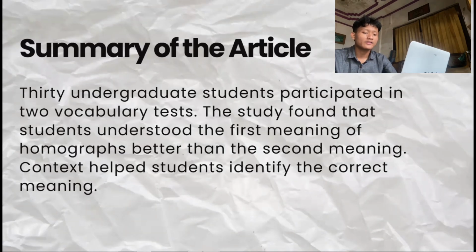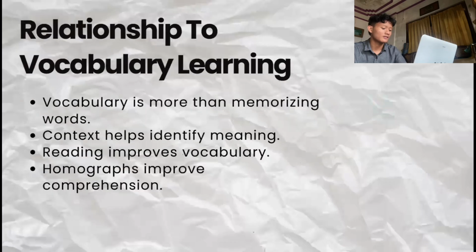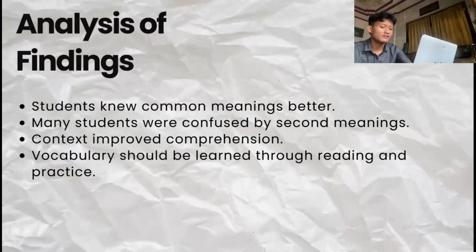Overall, this article provides useful information for English learners because it explains why understanding context is important when learning vocabulary, especially homographs. Okay, next. Next is analysis of findings. Students knew common meanings better, and many students were confused by second meanings. Context improved comprehension, and vocabulary should be learned through reading and practice.